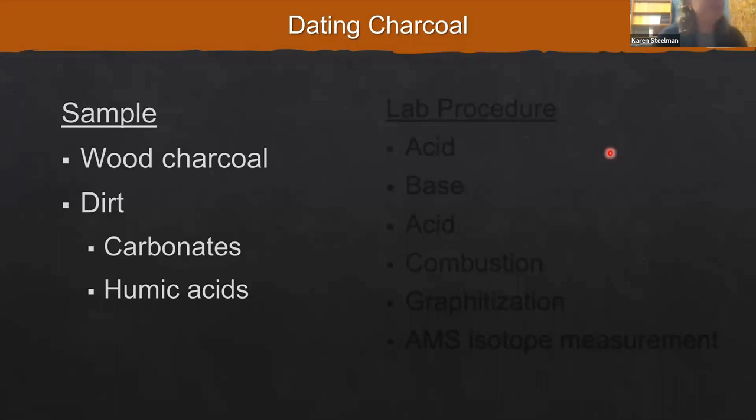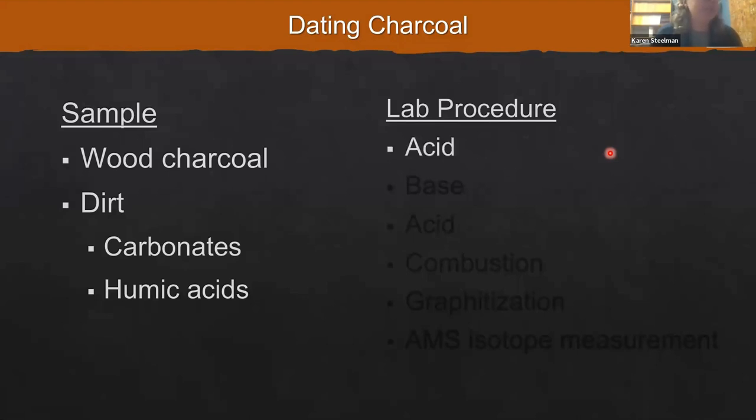So what do you do in the lab to deal with that? Well, you wash it. And so what we do is we do an acid wash, and that will remove the carbonate. Basically, we want to remove all of this stuff and just make sure we have wood charcoal. Now, obviously, you would physically look at it under a microscope. You would brush it clean and maybe get an interior sample. But just because you did all of that doesn't mean that you don't still have small amounts of this other stuff present. So you would wash it in acid, and that would remove your carbonates.